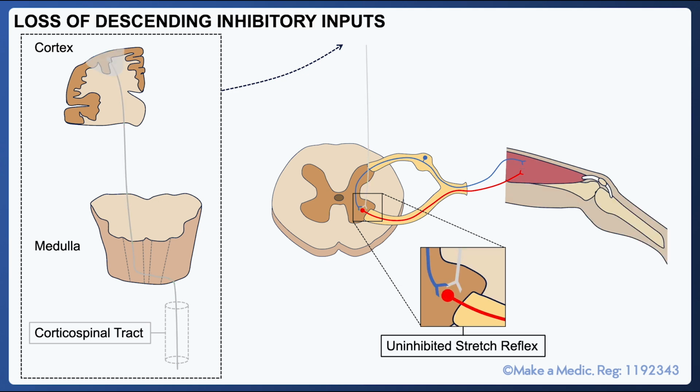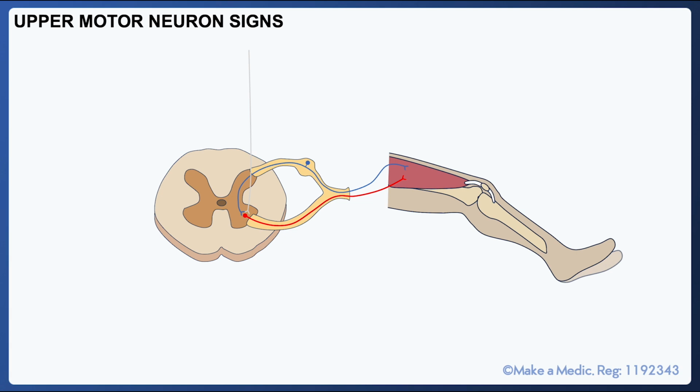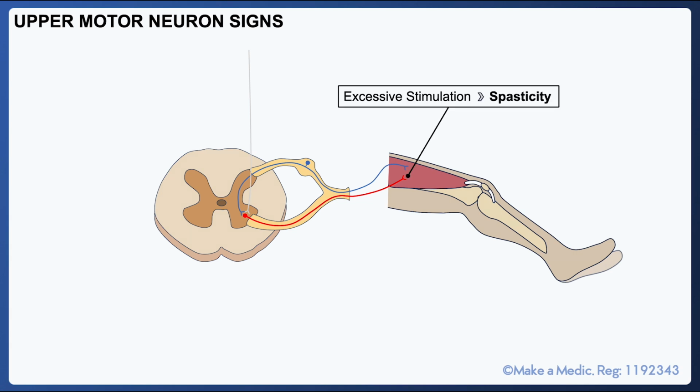In a patient with an upper motor neuron lesion like a stroke, not only do they lose their voluntary control of movement, they also lose the inhibitory effect of these descending pathways on the stretch reflex. The disinhibition of the stretch reflex due to the loss of these descending inhibitory pathways gives rise to the classic upper motor neuron signs. The muscles are excessively stimulated via the stretch reflex pathway, resulting in increased tone or spasticity.